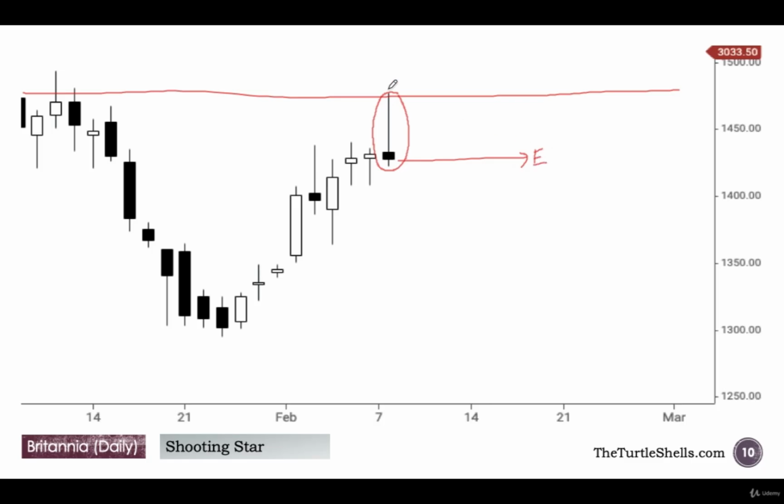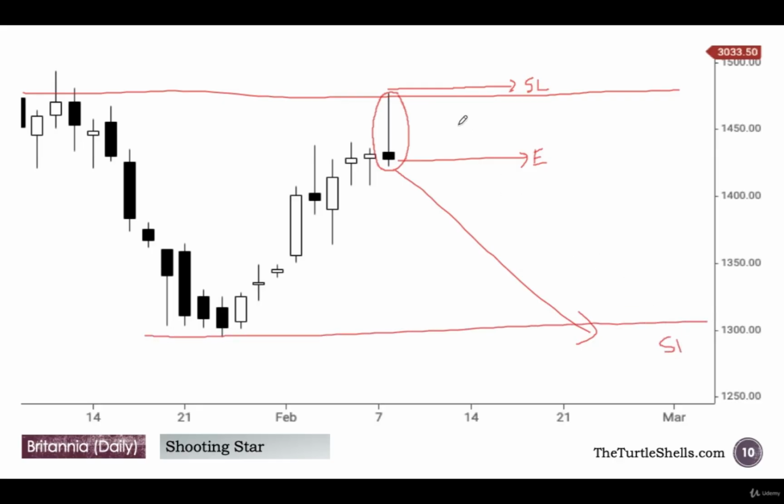Then the stop loss we will keep above the high of the shooting star, just above the high. So that would be our stop loss. And we would aim for the price to go down, preferably beat these lows. That would be our S1, support 1. So that's a nice reward to risk trade. This is the risk, that's the reward. So it's easily more than a 2:1 reward to risk trade.